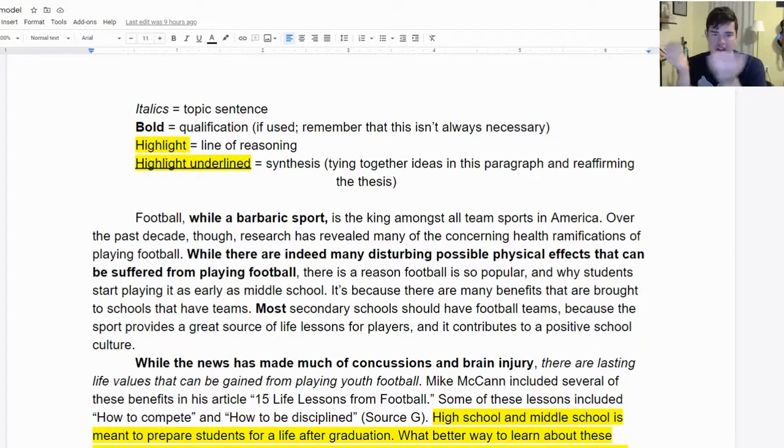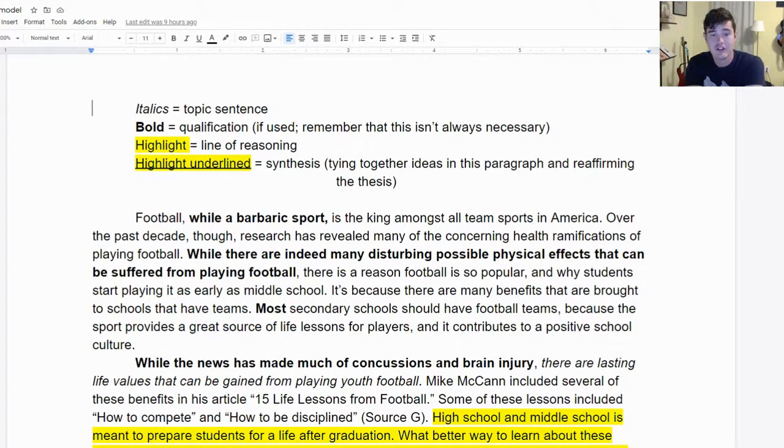But now I need to establish the context of this problem. Over the past decade, research has revealed many of the concerning health ramifications of playing football. While there are indeed many disturbing possible physical effects that can be suffered while playing football, there is a reason football is so popular and why students start playing it as early as middle school. It's because there are many benefits that are brought to schools that have teams. Now, I've already started to tip my hand in this context where I'm setting up what this issue is. You can already tell where I'm going with this. And I end the paragraph with my thesis.